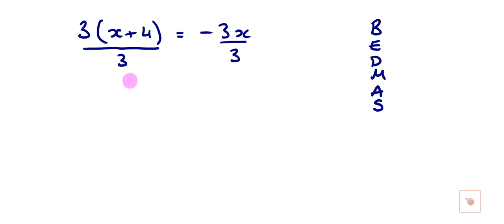So, what am I left with if I have 3 lots of x plus 4, but I divide it by 3? I'm left with only 1 lot of x plus 4, right? So I have got rid of that. And multiplication is undone by a division by the same amount. What's left on the other side? Negative x. Good.